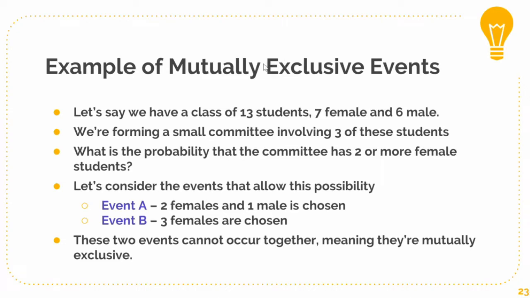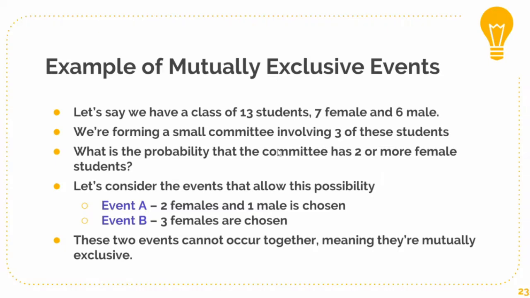So here's another example of a mutually exclusive event. Let's say we have a class of 13 students, 7 female and 6 male. We're forming a small committee involving 3 of these students. What is the probability that the committee has 2 or more female students? So let's just go over this example quickly. We have 13 students, we're pulling 3 at random, and we want to know the probability of at least 2 of these 3 being female students.